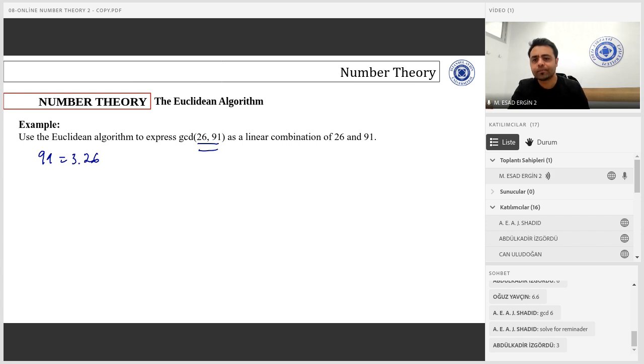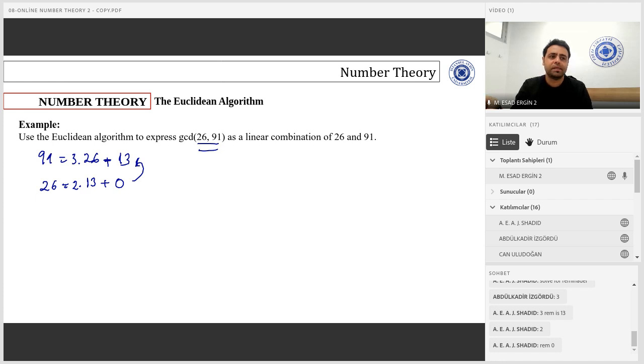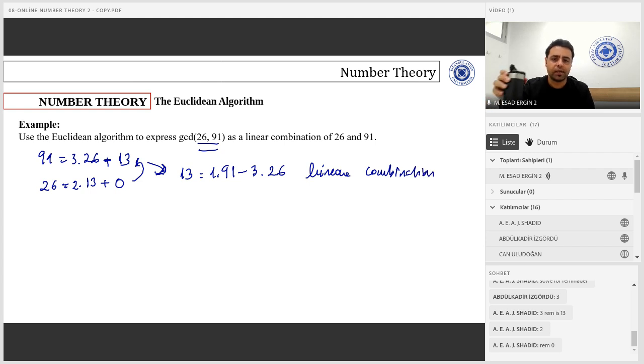Yes, Abdulkadir, it is 3. And plus 13. Thank you. And then we have 26. How many times do we have 13 inside of this one? This is just 2 and plus 0. This is our last step. So it means that 13 equals 1 times 91 minus 3 times 26. So this is our linear combination of the 26 and 91.